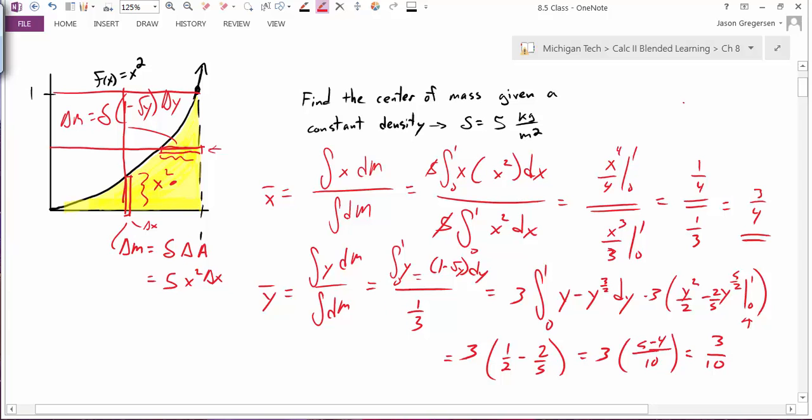Other questions? All right. And the result is a point. It is the point 3/4 and 3/10. And that's where you put your finger to balance the plate, right? So amaze your friends. Grab a plate at home. Calculate the center of mass. Okay. All right.